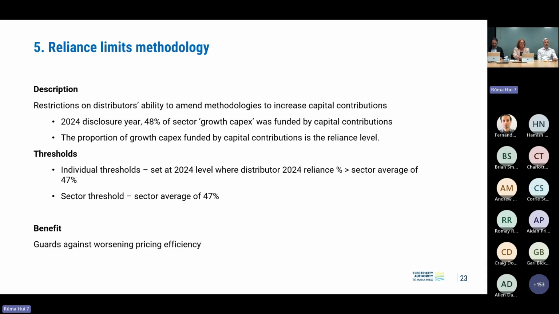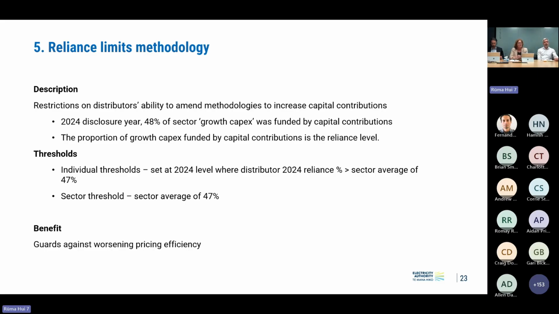For the 2024 disclosure year, across the sector, 48% of growth CapEx was funded by capital contributions. We refer to the proportion of growth CapEx funded by capital contributions as the reliance level. The reliance level is the extent to which distributors are relying on connecting parties to fund capital expenditure relating to growth on their networks. The reliance figure peaked at 50% in the 2022 disclosures and averaged 47% across the past 4 years. Given this trend, we propose two thresholds.